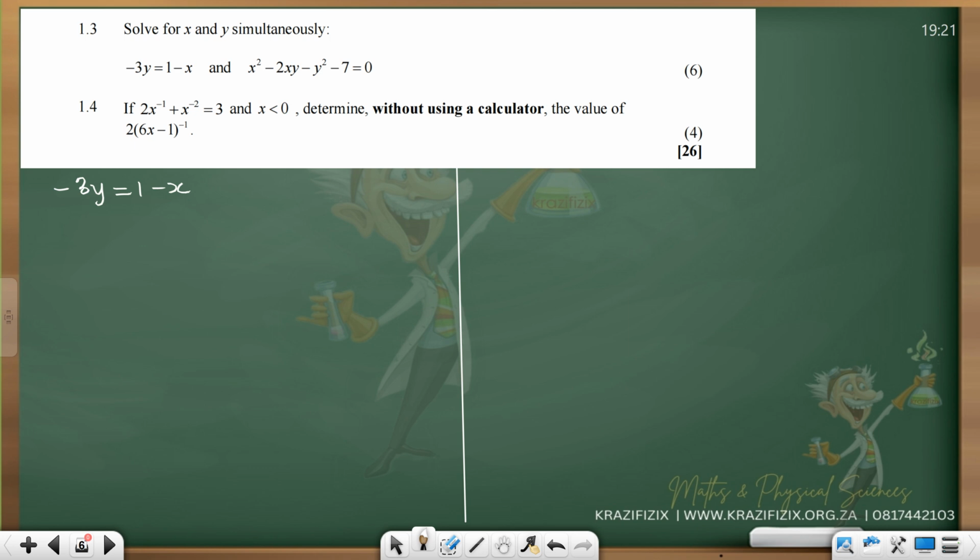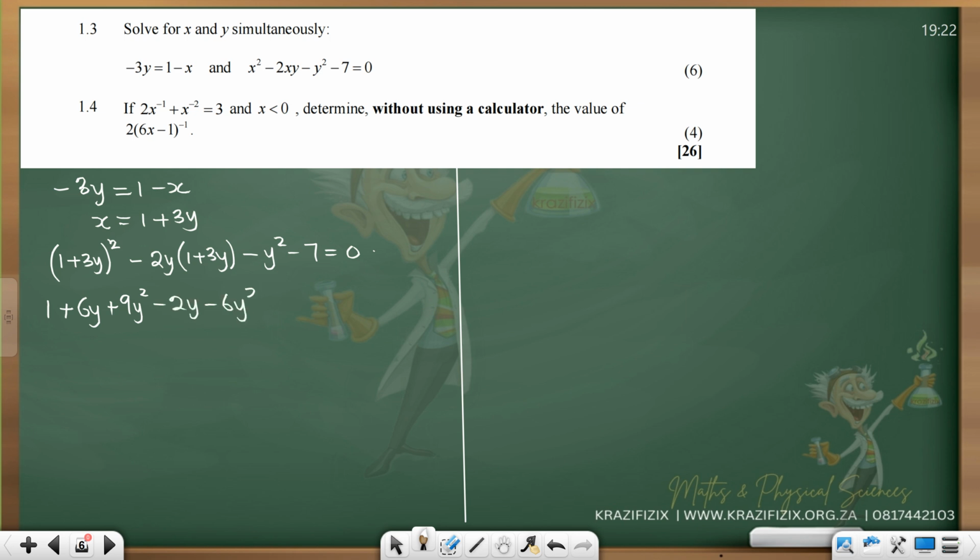I think we can find x, yeah? What is x? 1 plus 3y. What do we then do? Substitute. So please be very careful here. Here you've got to take your time. 1 plus 3y minus y squared. Take your time here, don't rush. 1 plus 6y plus 9y squared minus 2y. Don't rush it.